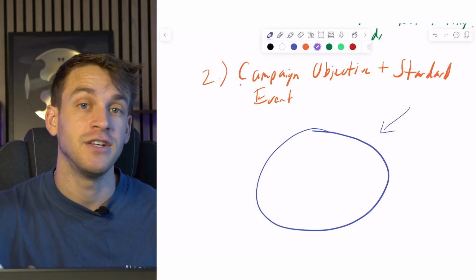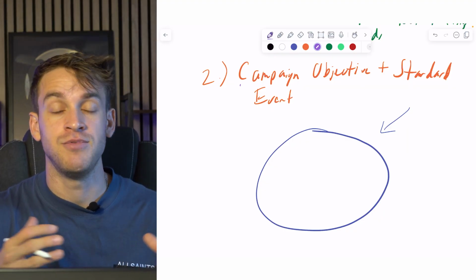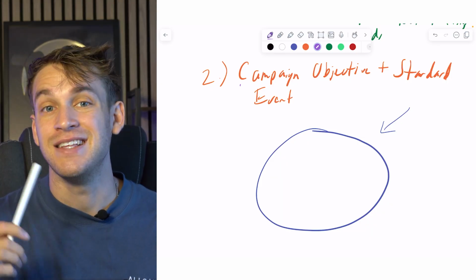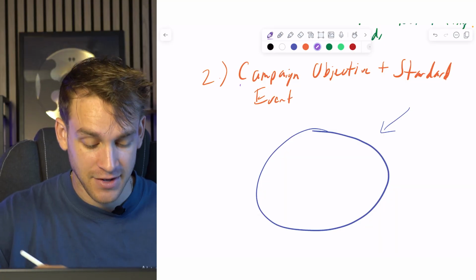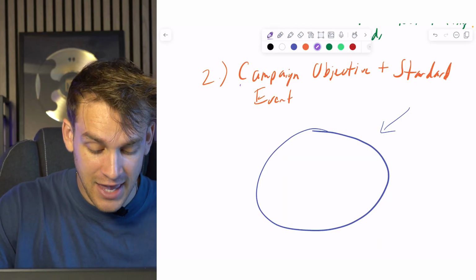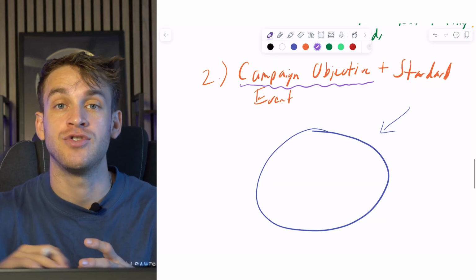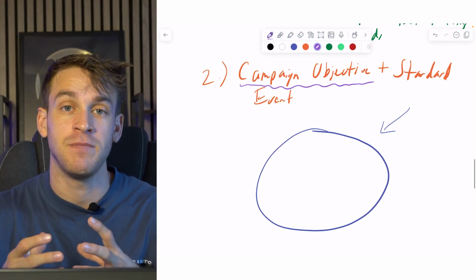So what we can do on Meta is we can essentially initially choose our objective for the campaign. So like awareness, traffic, engagement, leads, app promotion, and sales. Whatever you choose out of the campaign objective will have an impact on who Meta is going to serve your ads to and what pockets of people it's going to serve it to.